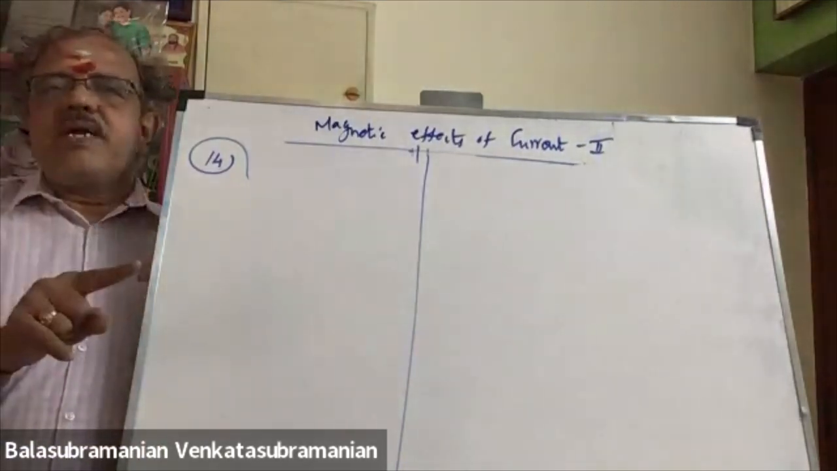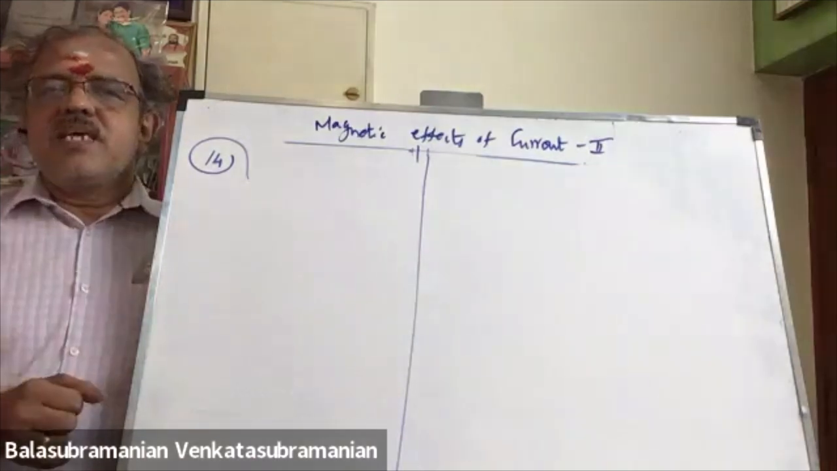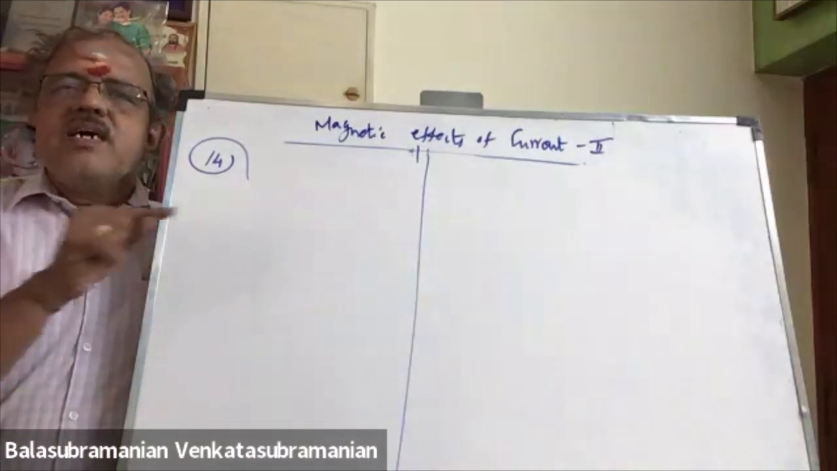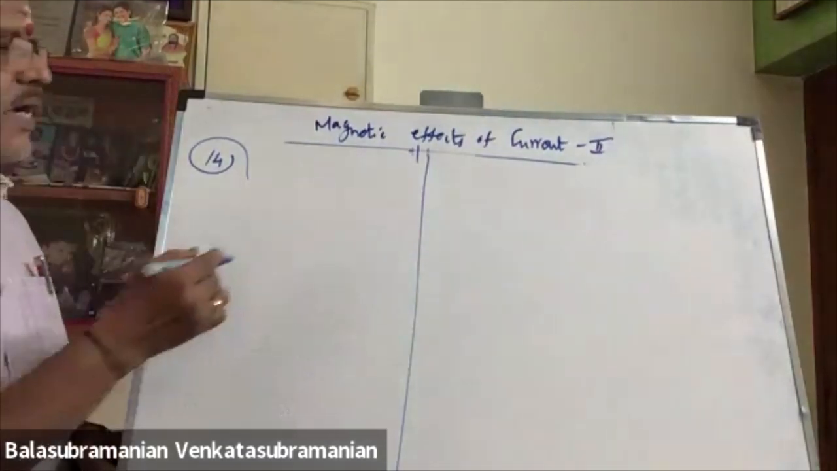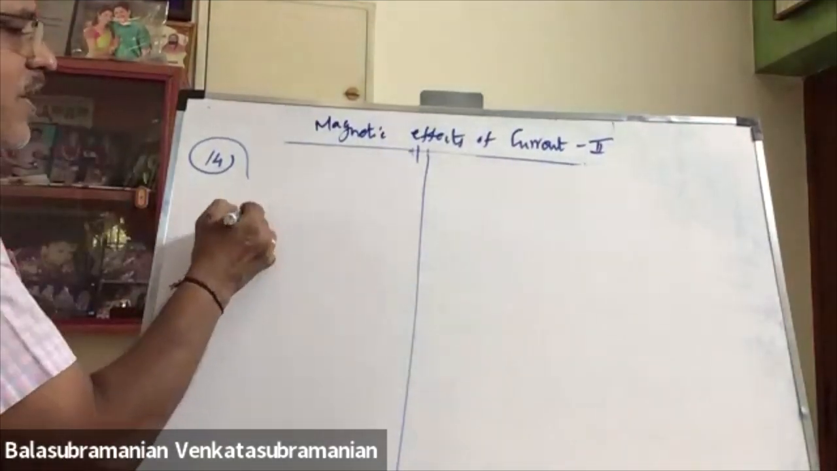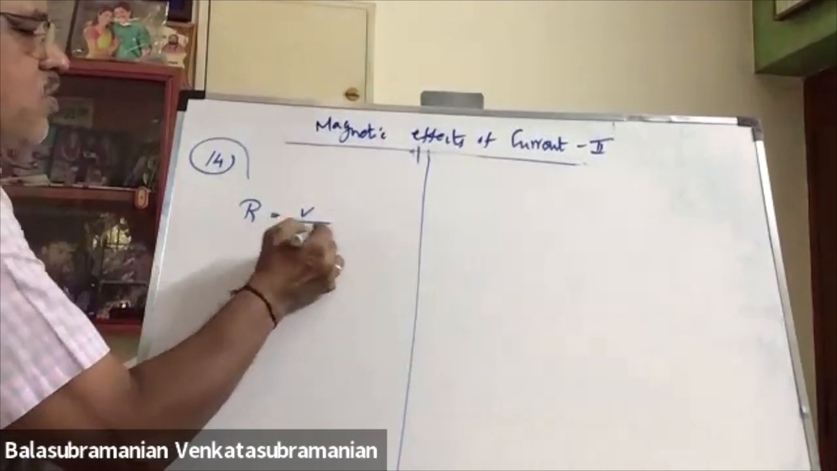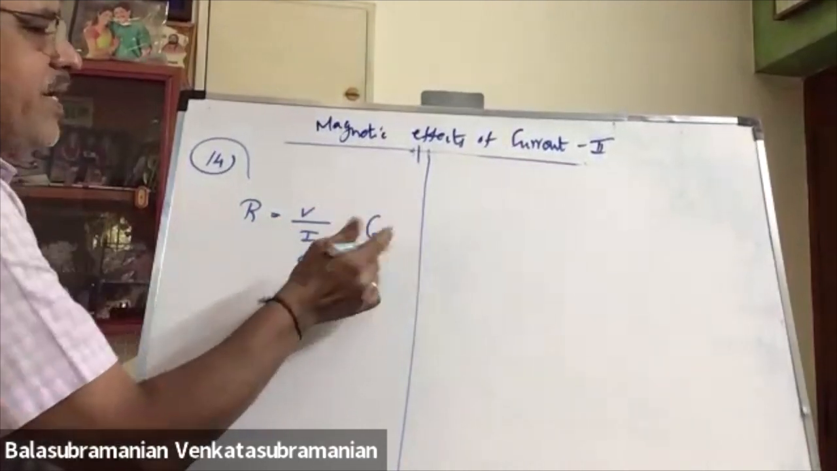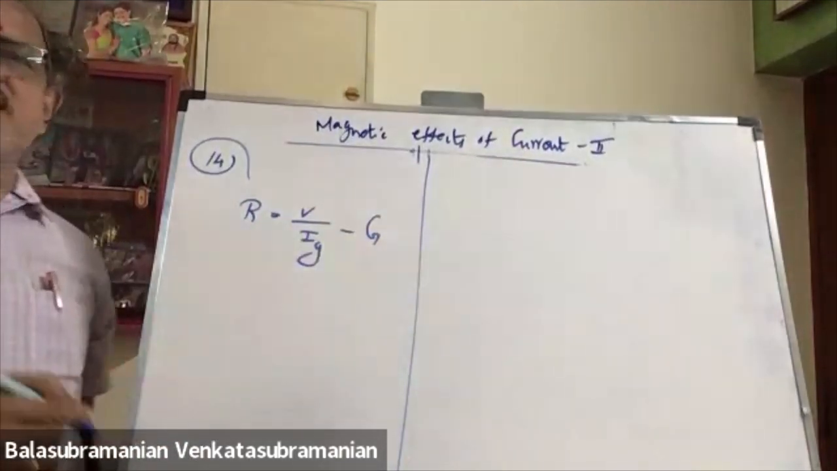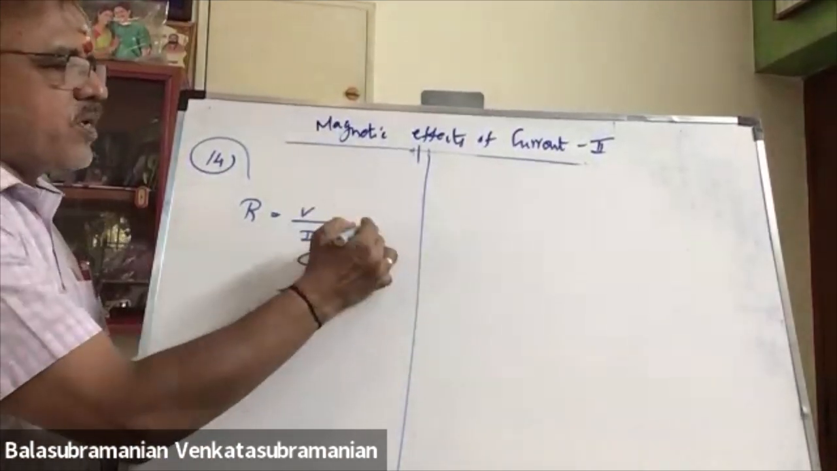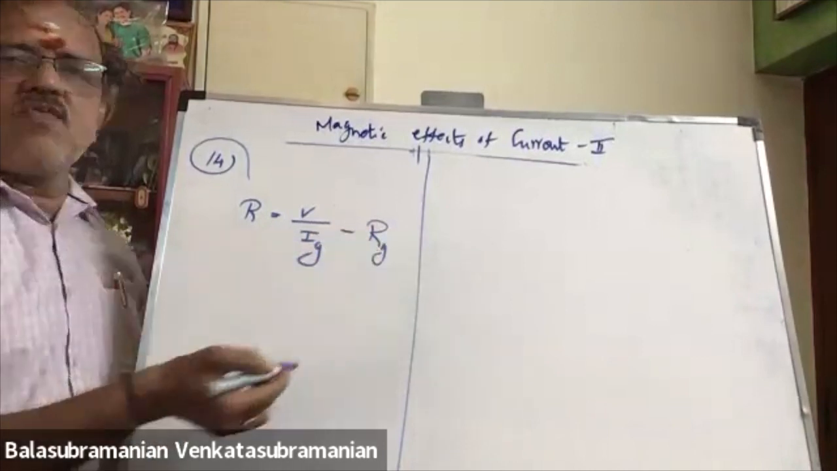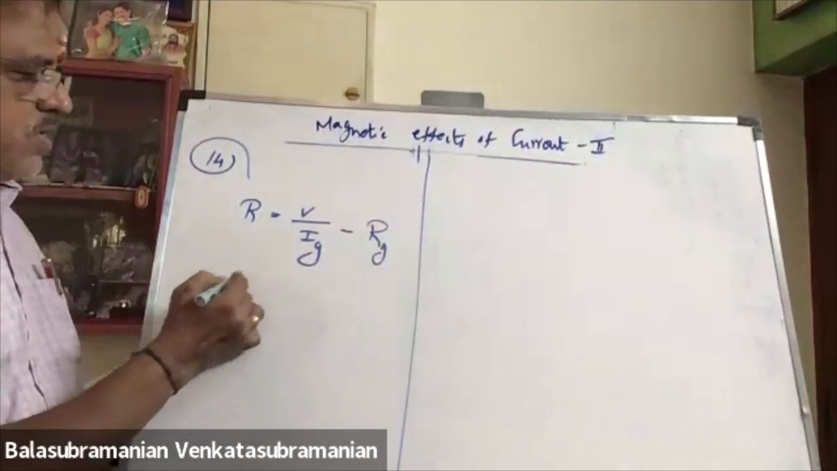Conversion of galvanometer to voltmeter. In that case, we have to connect a high resistance in series. So that value R is equal to V by Ig minus G. This G is called the galvanometer resistance. You can put capital G also, or you can put Rg also. Both are the same, galvanometer resistance.